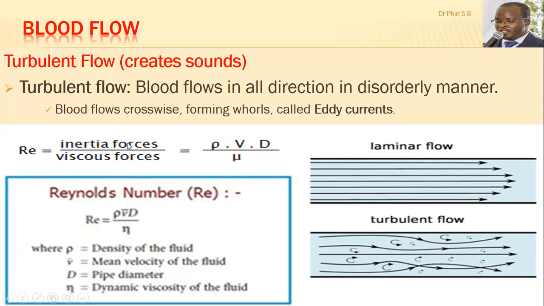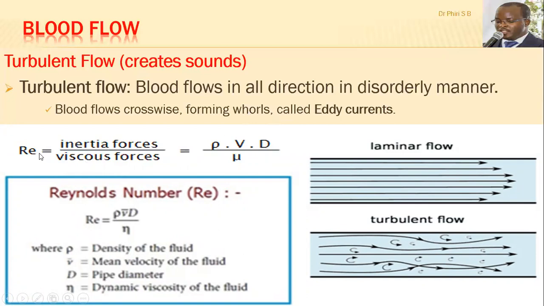The inertial forces are mainly calculated as the density of the fluid multiplied by the mean velocity of the fluid, then multiplied by the pipe diameter or blood vessel diameter, divided by the dynamic viscosity of the fluid. So it means that the Reynolds number is directly proportional to the density of the fluid, the velocity of the fluid, and also the diameter of the pipe or the blood vessel.